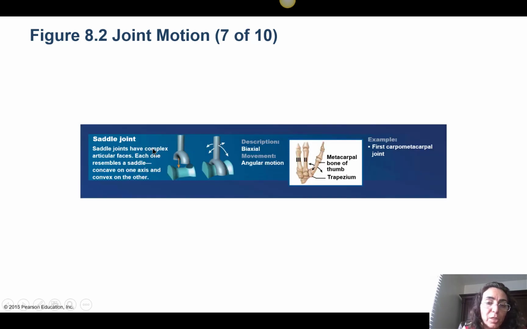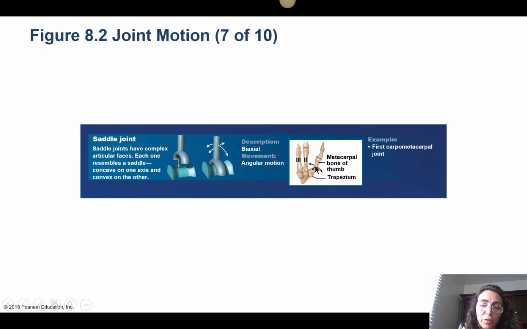And the third type is a saddle joint. When you look at the shape of the joint, you see that it is like a saddle. It has a depression in the middle and an elevation on both sides here. And due to that, it has a biaxial movement because it can move in two planes, and they are going through angular motion here. And first, carpometacarpal, CMC here, that's a good example of this movement.